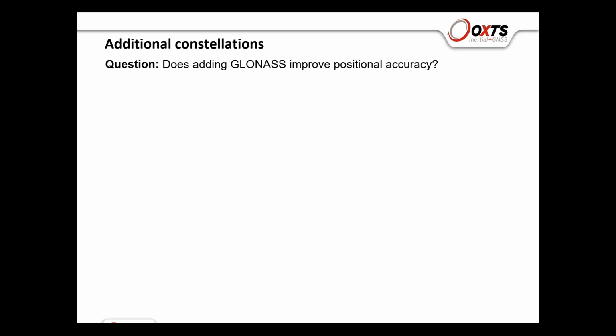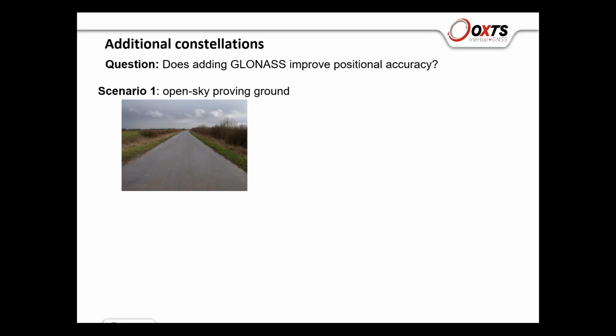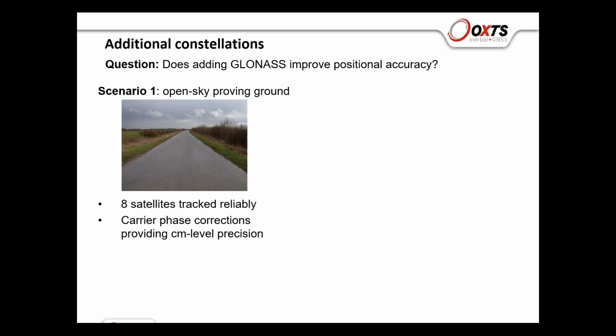You might ask the question, does adding an additional constellation such as GLONASS improve positional accuracy? Well, let's look at two scenarios to answer that question. Scenario 1, you're in an open sky proving ground. You're tracking 8 satellites reliably, and you're reliably receiving carrier phase corrections, getting down to centimetre level precision. You add GLONASS in. You're now tracking 14 satellites reliably.